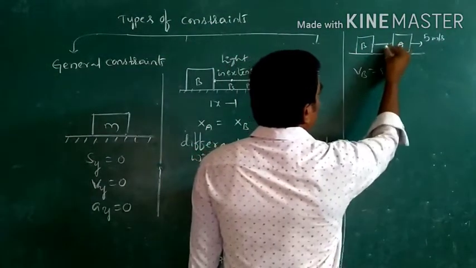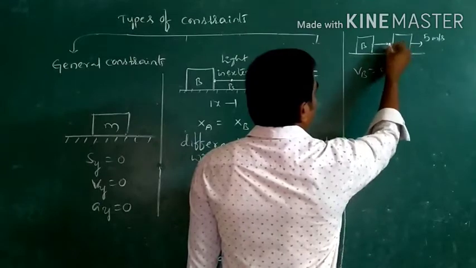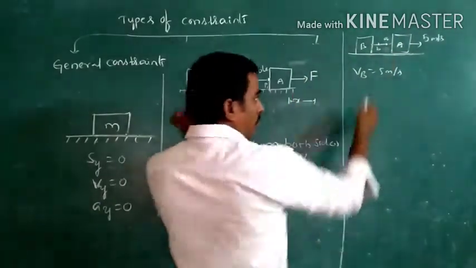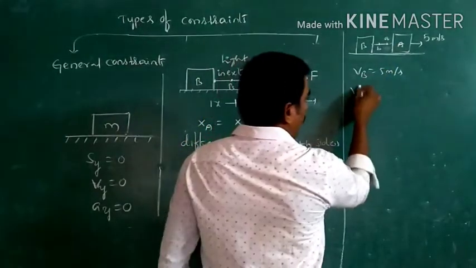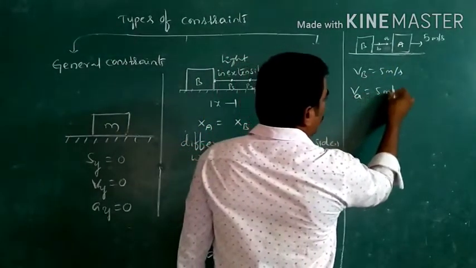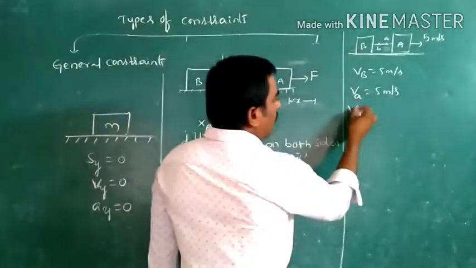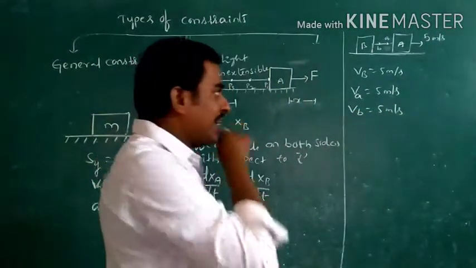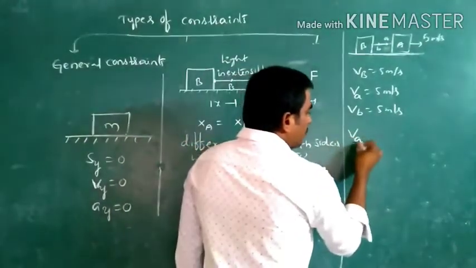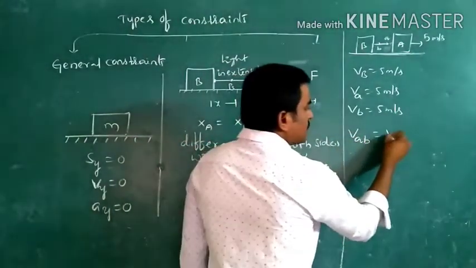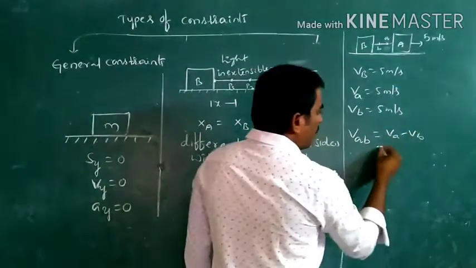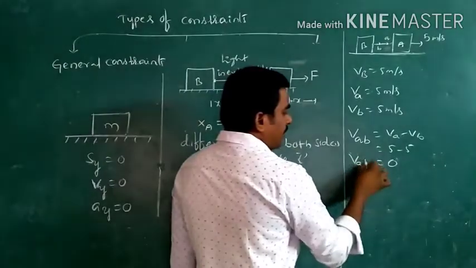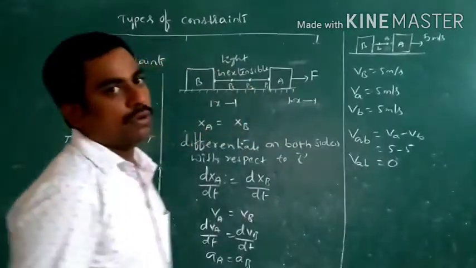And let us assume this is the point A, okay, small a. This is small b. Now what is the velocity of the particle A? Velocity of the particle A is equal to 5 meters per second. Now what is the velocity of the particle B? That is also 5 meters per second. Okay, here relative velocity means velocity of A with respect to B, that is VA minus VB. That is equal to 5 minus 5, that is equal to 0. So relative velocity VAB is equal to 0.